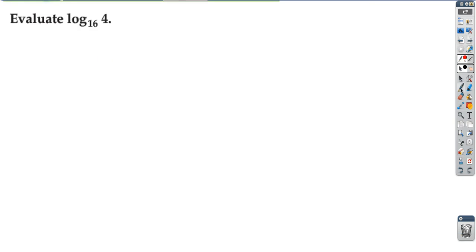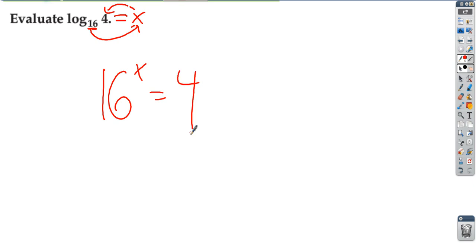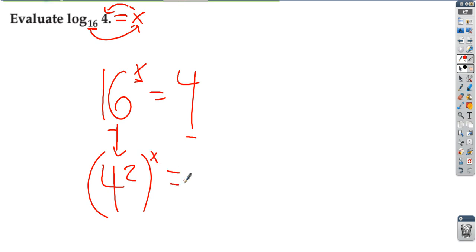Now we want to learn how to actually evaluate these. So here's how you can do that. We don't know what this equals yet, so let's say that that equals some unknown, some x. And now basically what we want to do is change that into exponent form. So this base raised to that power equals that answer. So 16 to the x equals 4. We would like these to be the same base, and we can make them be the same base by changing 16 into 4 to the 2nd power, because that's what 16 equals, and we still have that x there, so we're going to put it there.